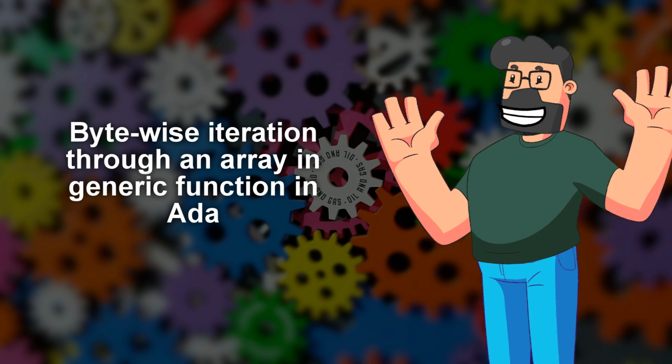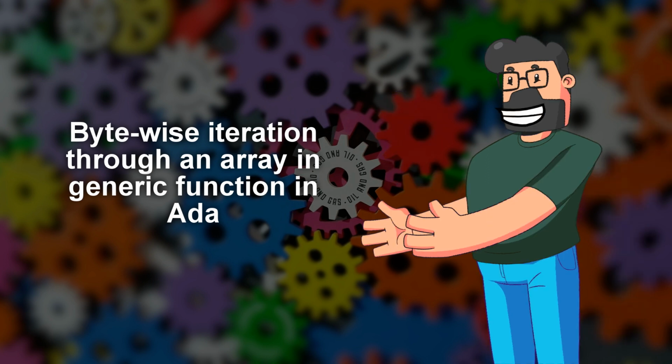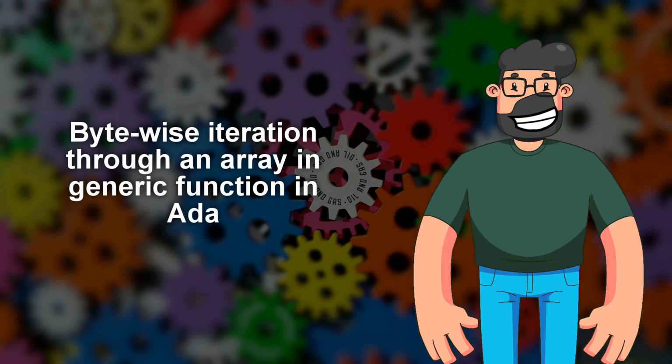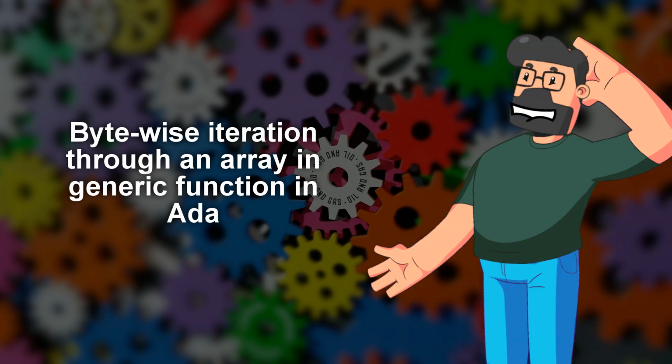characters, where each character is 4 bytes long. With 3 characters as input, we have 12 bytes to iterate through. How can we achieve this efficiently? Let's dive into the solution.